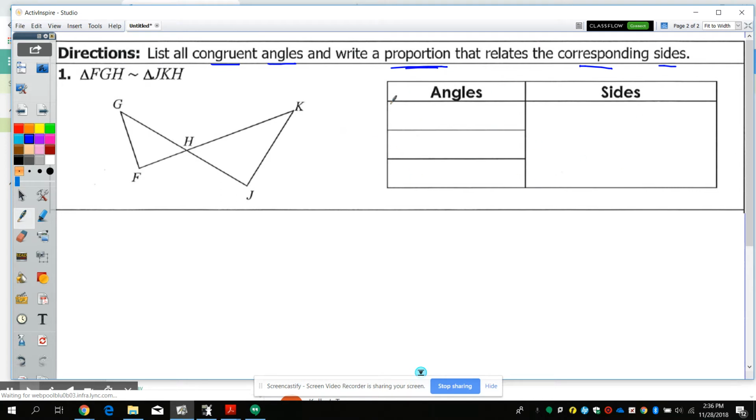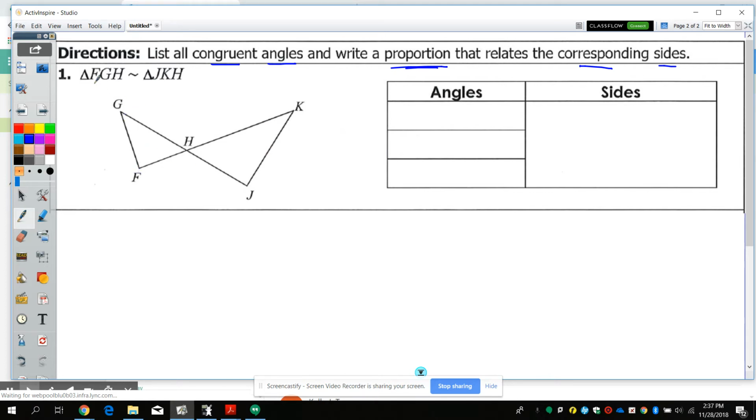So let's start with the angles, okay? The angles that are congruent. So if I go to do that, notice the first thing that I see here is that it tells me how the triangles are similar in this name. FGH is similar to, that's what this sign means right here, similar to JKH. So the order of these letters tells me what angles are congruent and what sides are proportional, even if I didn't have the shape to look at.